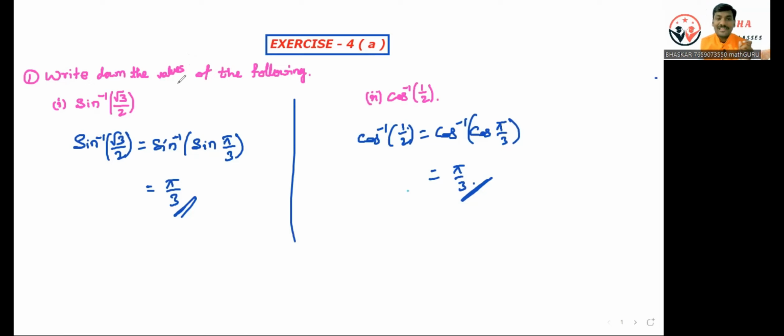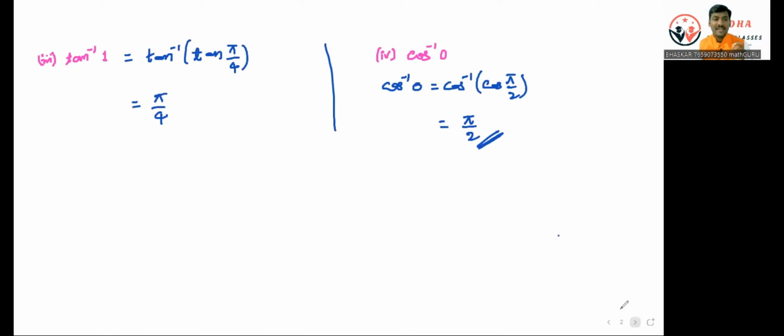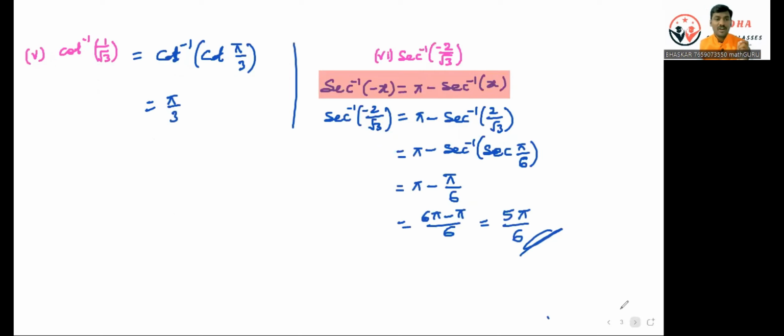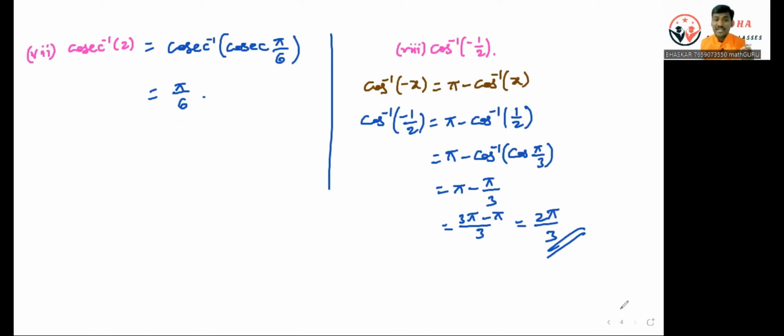So here, all these are the basic concepts. Write down the values of the following: sine inverse root 3 by 2, cos inverse 1 by 2, tan inverse 1, cos inverse 0, cot inverse 1 by root 3, secant inverse minus 2 by root 3, cosecant inverse 2, cos inverse minus 1 by 2. I am going to explain all these question solutions step by step in this video.